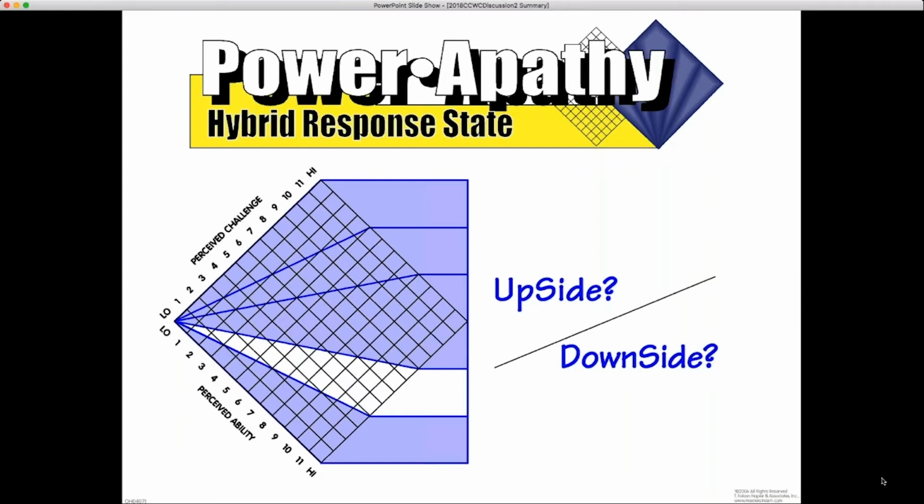So should we go to the next one? Anyone else have any comments on this one, or should we go to our lowest level of tension?